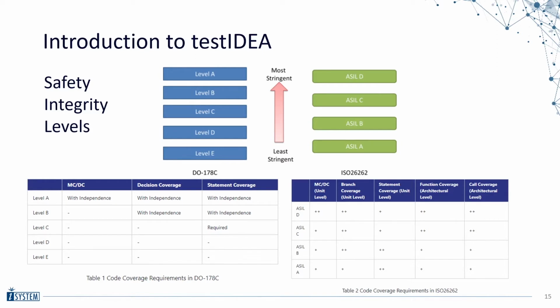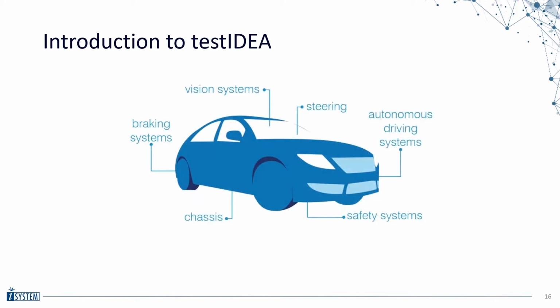The higher the integrity level, the more stringent the required testing becomes. Each controller is assigned a safety integrity level based on the inherent risk of catastrophic failure that could lead to loss of life, significant property damage, or damage to the environment. The code coverage requirements are directly related to the safety integrity level of the system under test.